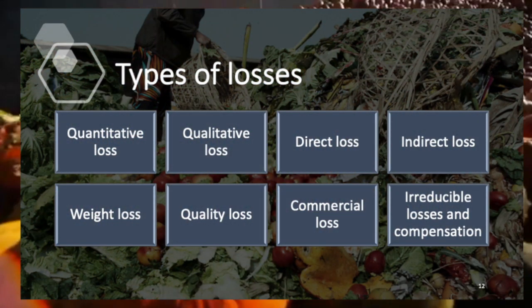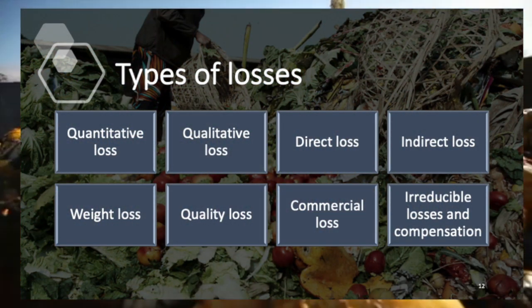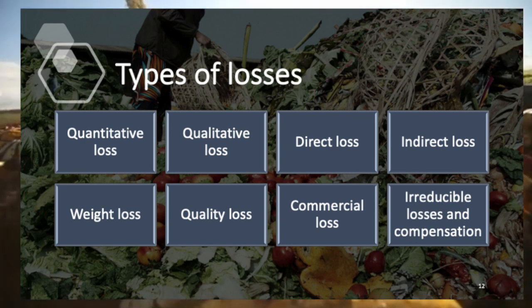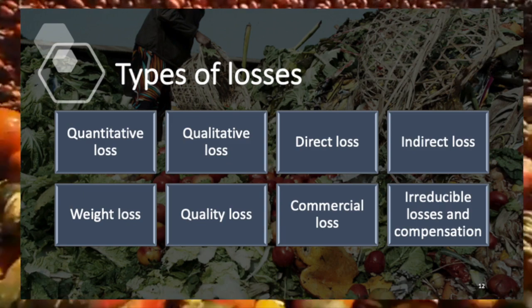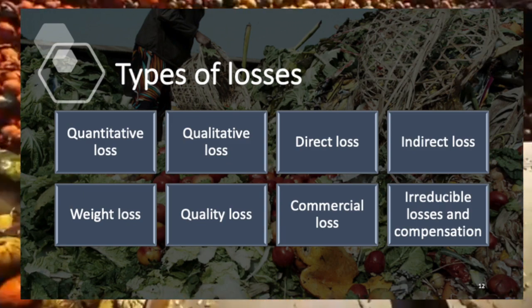There are 8 types of losses in post-harvest, including irreducible losses and compensation, quantitative, qualitative, direct, indirect, weight, quality, and the commercial loss.